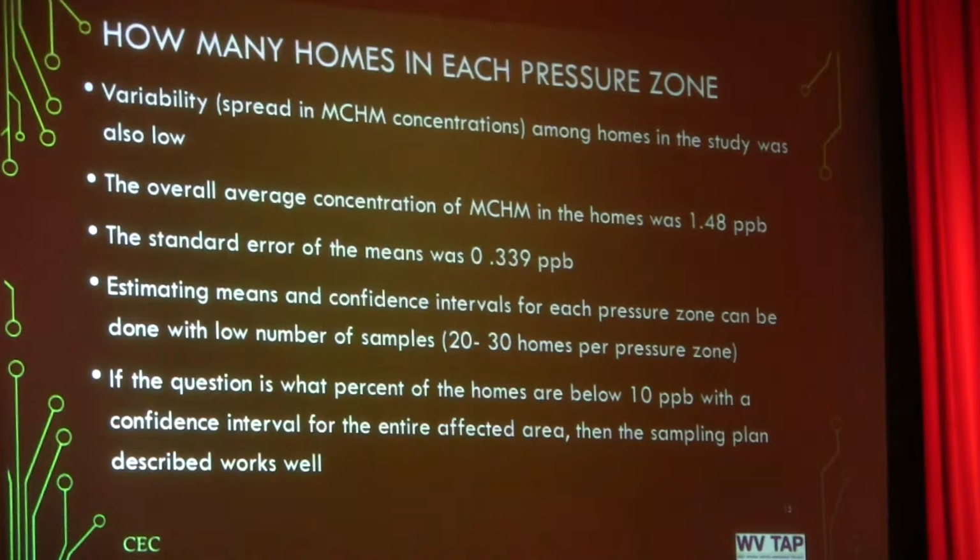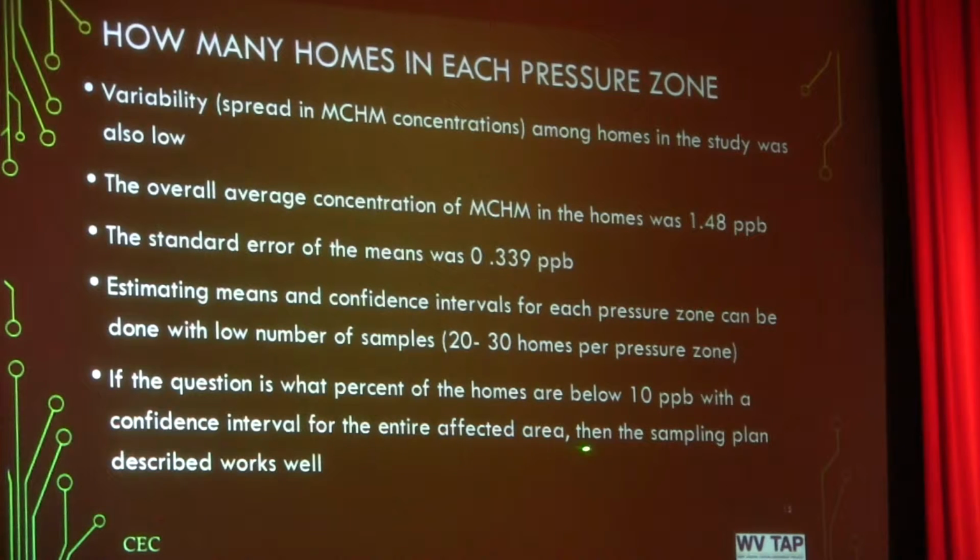So from an understanding of the pressure zone, from understanding of the concentrations in each person's home, here are the answers. We need 2 samples. We probably want to do it at between 20 and 30 homes. I'm probably going to suggest 3 samples. Again, stick with 20 to 30 homes.